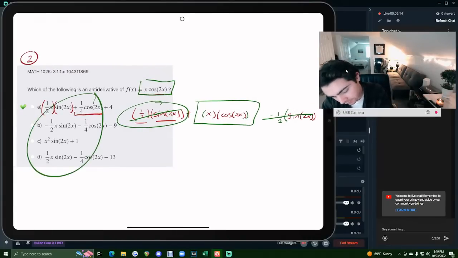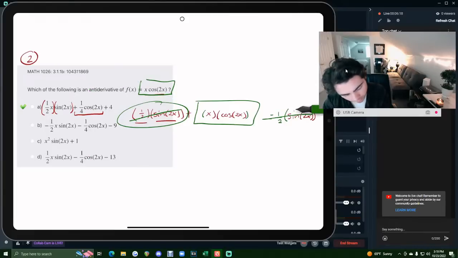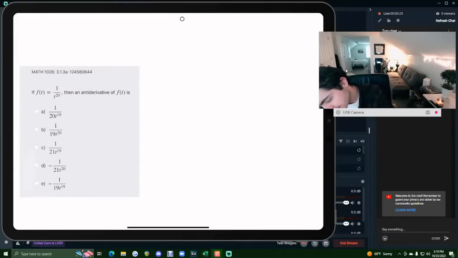So find the derivatives of all these functions and see which one matches this. Again, I'm not going to go through all the derivatives, but that's a demonstration on why A is our answer. Let's keep it rolling.